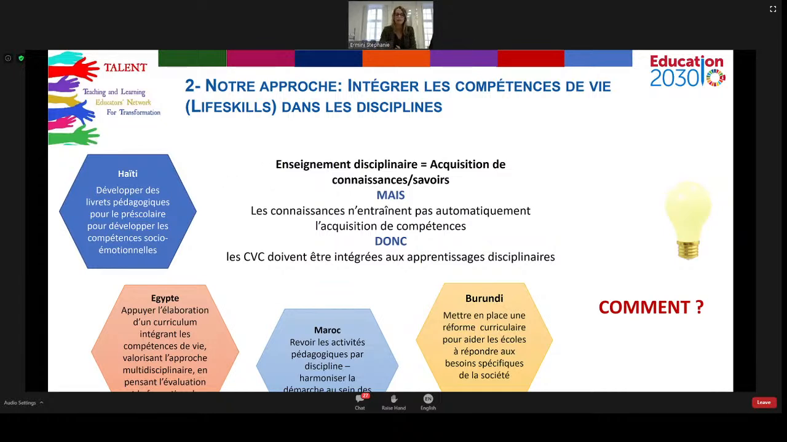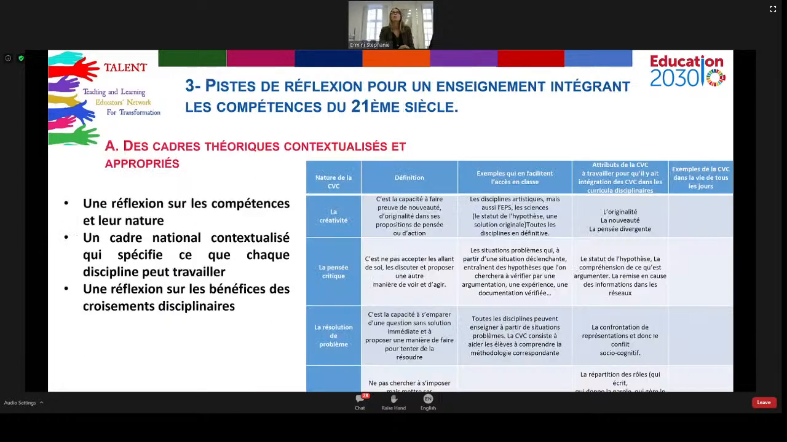And these competences and skills can only be acquired if they're really well integrated, if you learn them. But how can you do that? How can you make these competences, these life skills perceptible to people? We have worked in different directions. This is not a model, these are just ideas, but we believe it is very important to develop theoretical, contextualized frameworks, which could be understood by all.